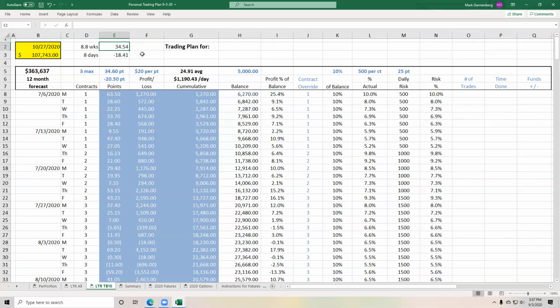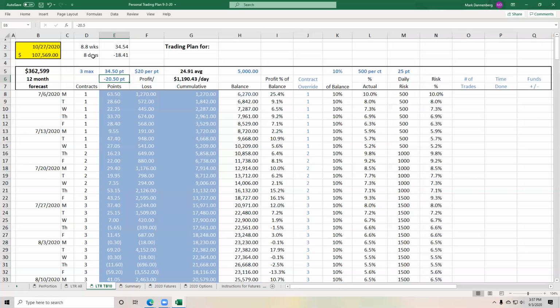Our average winning days are winning at 34.5 points a day, and we basically are planning right there, 34. I'm going to adjust that just slightly, 34.5 points per day going forward. Our average losing day, we are right on pace right now, right on plan.